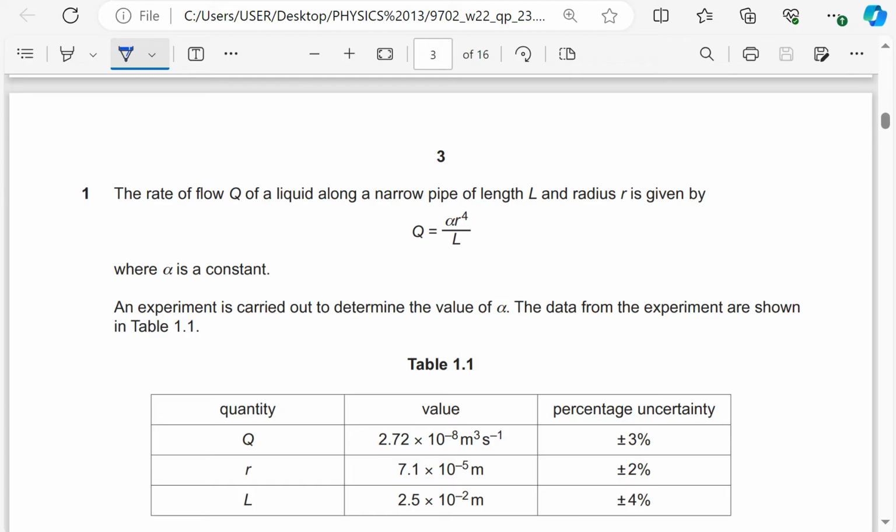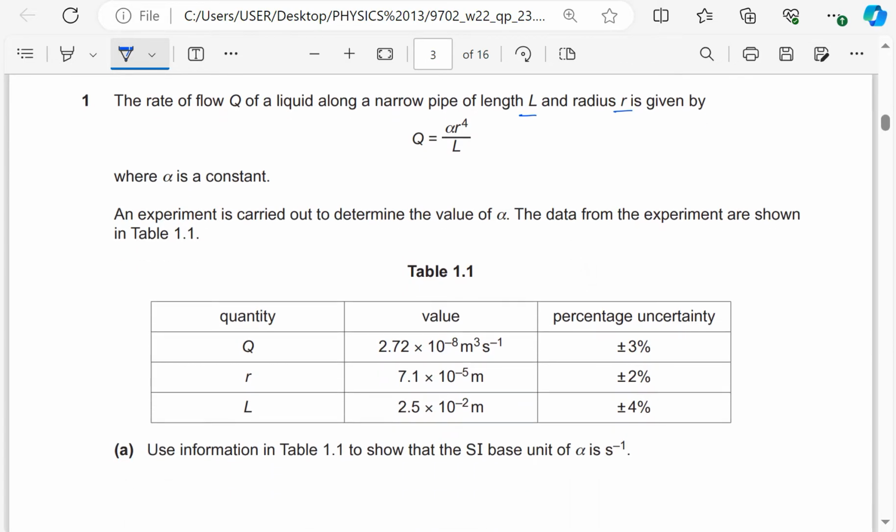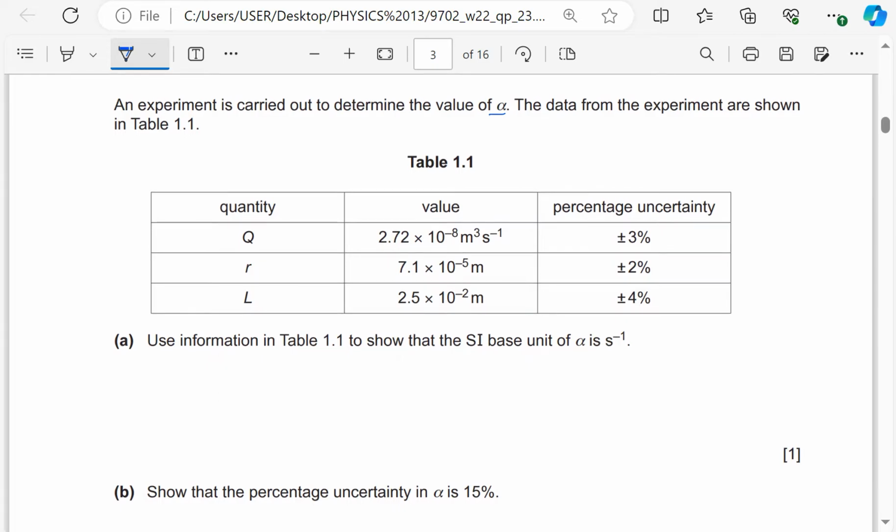The rate of flow of a liquid along a narrow pipe of length L of radius R is given by the equation Q is equal to alpha R power 4 divided by L, where alpha is a constant. An experiment is carried out to determine the value of alpha. The data from the experiment are shown in the table. Use information in the table to show that the SI base unit of alpha is S power minus 1.